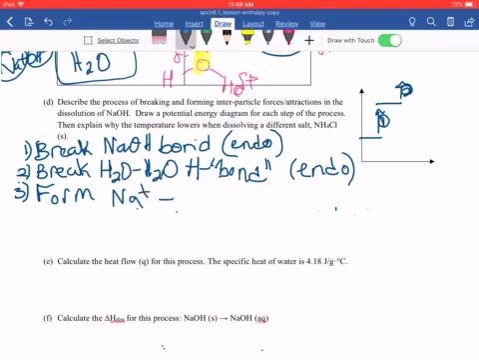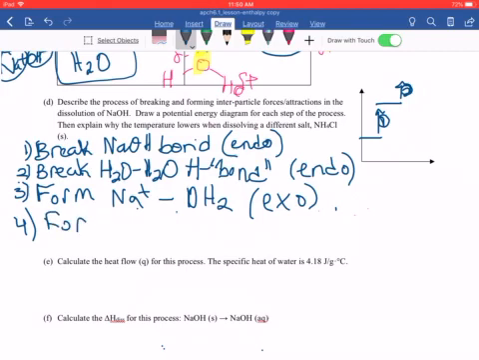So we formed the sodium with the water, right? So H2O, I'm going to draw it with oxygen facing towards sodium because the oxygen is partially negative, so it attracts to the positive cation. And that right there, when you form something, that's exothermic.